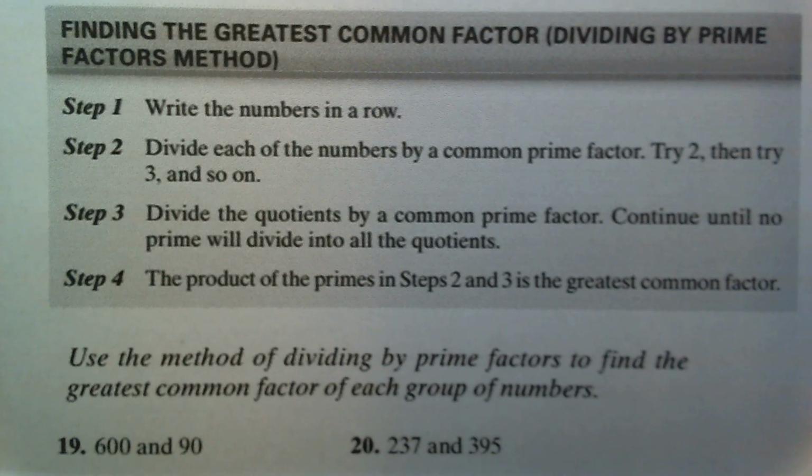So let's look at number 19. We write 600 and 90 next to each other. We notice that 5 is a prime factor, and dividing by 5 gives us 120 and 18. Now we notice that 3 is a prime factor of 120 and 18, so we divide by 3, and 120 divided by 3 is 40, and 18 divided by 3 is 6. And now we have another prime factor of 2 that we can divide out of 40 and 6, so we get 20 and 3, but there's no more common prime factor for 20 and 3, so therefore the greatest common factor would be 5 times 2 times 3.